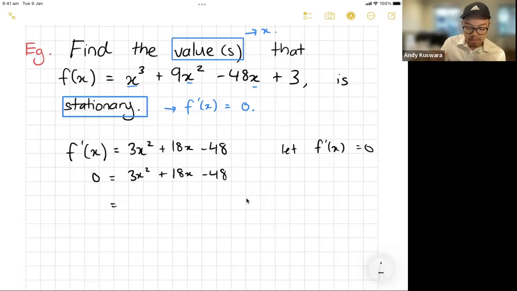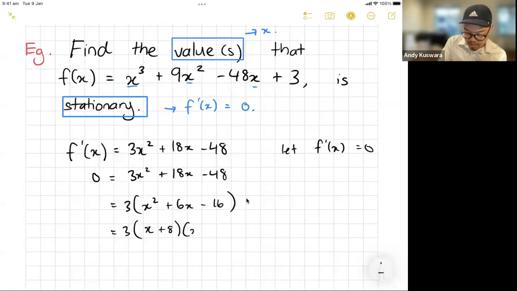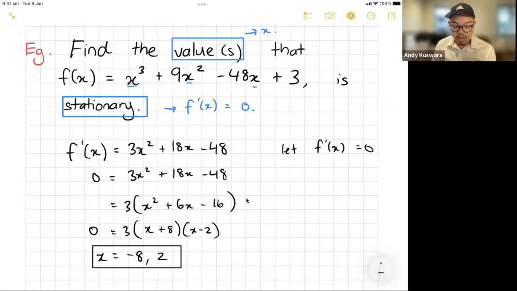Okay, now at this point here, it's a quadratic. I need to solve, and I'm going to take out a common factor here. Looking at this, I can see that it's 3 bracket, 2 things that multiply to give me 16, should be 8 and 2. So it's going to be plus 8 minus 2. Again, we're trying to find the values, in other words, we're solving for the values of x. So we can see that x should equal minus 8 and positive 2. Those are the values, when x equals -8 and x equals 2, that's when that graph is stationary.